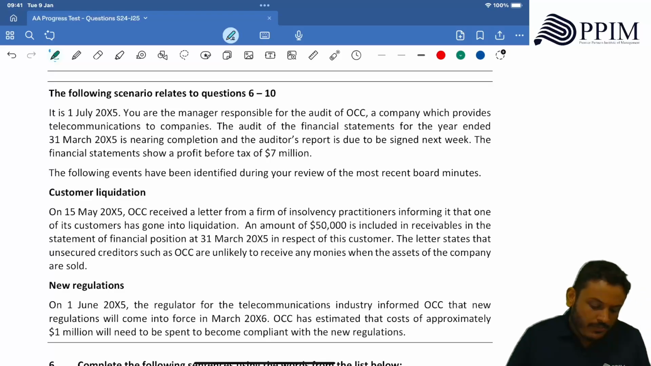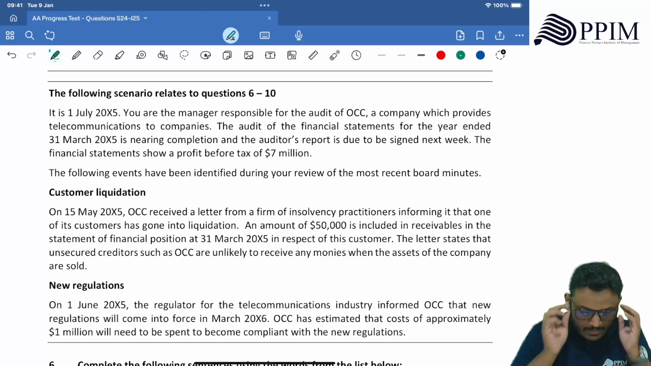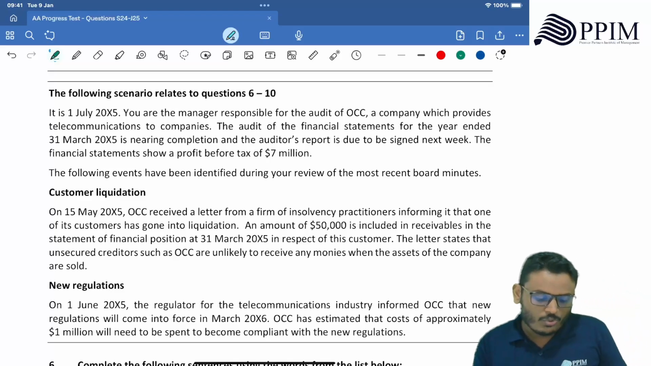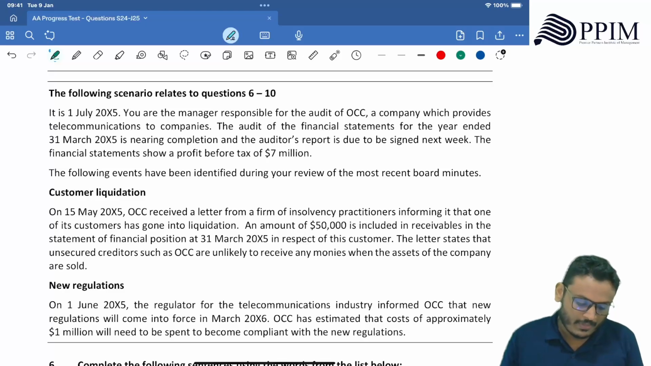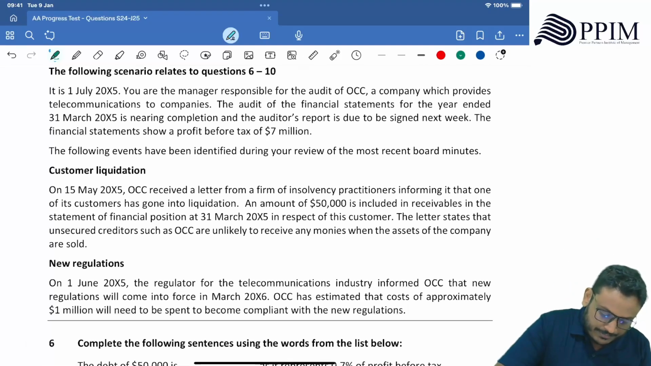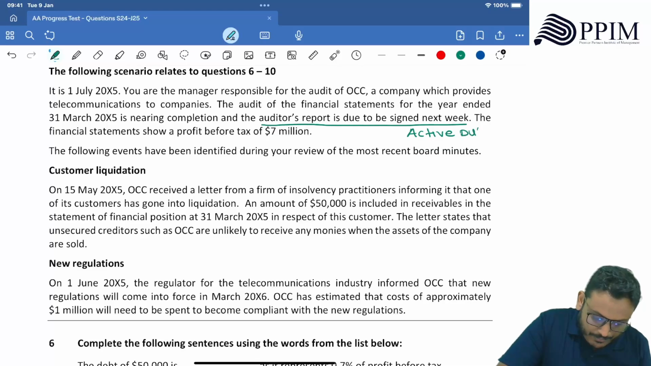1st of July 2005, you are the manager responsible for the audit of OCC, a company which provides telecommunication to companies. The audit of financial statements for the year ended 31st March 2005 is nearing completion, and the auditor's report is due to be signed next week. So this is what duty? Active duty. Standard is ISA 560.